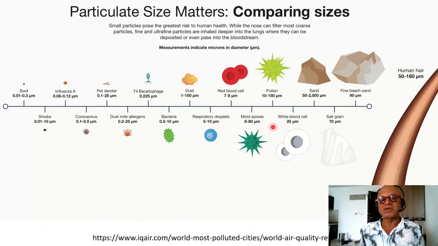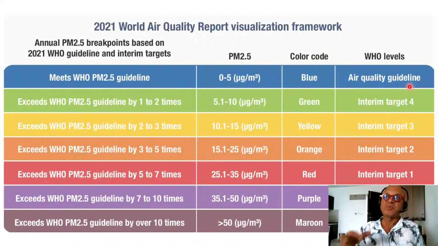Mold spores, which is a dangerous thing that often happens after floods in tropical countries or even high latitude countries. Pollen, white blood cells, sand, salt grain, and fine beach sand. And here is, for comparison, human hair size, which goes from 50 to 100 micrometers, visible to naked eyes. Of course, most of the pollution is often not visible, and you will have a lot of people in Mumbai thinking air is very pure because they keep thinking about Delhi and how bad it is.